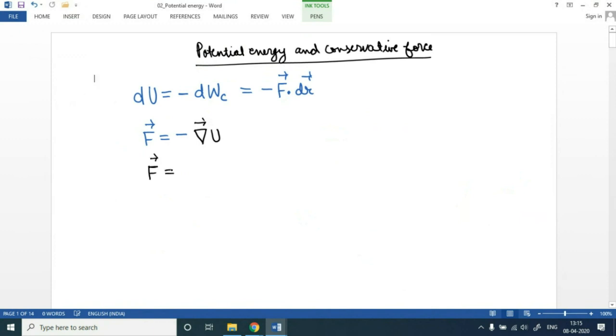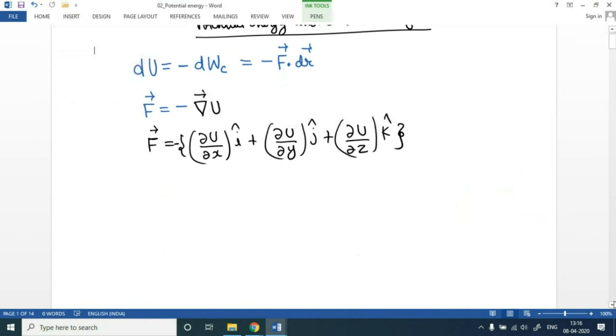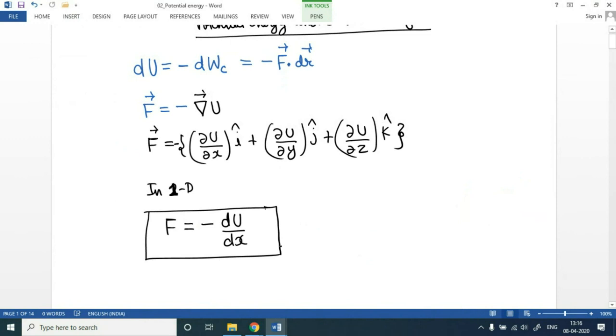In a Cartesian coordinate system, F will be equal to minus of ∂U/∂x i cap plus ∂U/∂y j cap plus ∂U/∂z k cap. So if we know the expression for potential energy as a function of x, y, and z, we will be able to find the expression for the conservative force in its vector form. In one dimension, if the motion and forces are only along the x axis, F is equal to minus dU/dx, and that is a very important relationship for us.